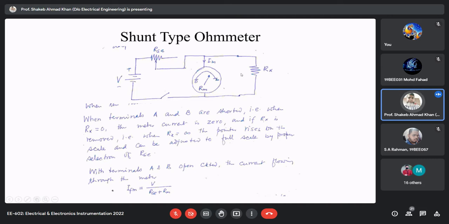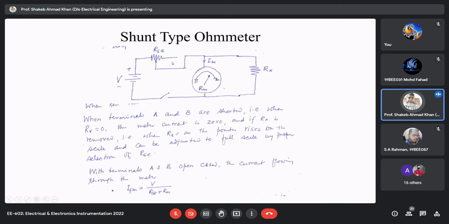So for extreme values of Rx, when Rx is equal to 0, then obviously it is shorted and no current will flow through the meter. So the deflection will be 0. And when Rx is open circuit, all the current will flow through the meter, and it will give you obviously the full deflection, full scale deflection. And in this case, the design is very easy.